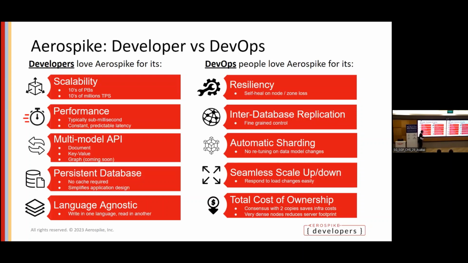How about DevOps? You have resiliency, inter-database replication, automatic sharding. You don't get up in the middle of the night to see if a node has gone down or something. That is for seamless scale up and down. Automatic sharding means the data is automatically sharded to different nodes, which most databases do. So the biggest thing is the total cost of ownership here. That becomes more than 10x less, especially when the data grows.